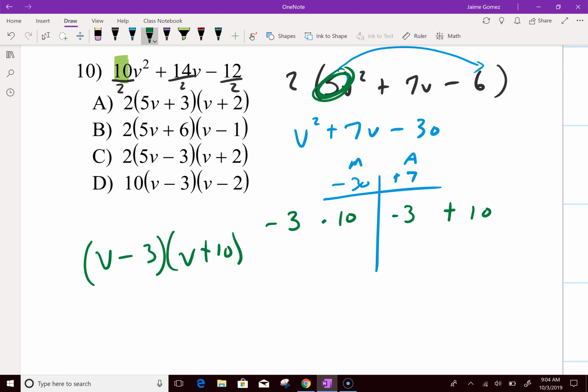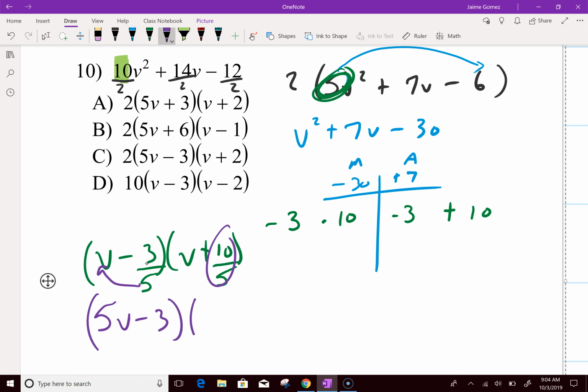Since we multiplied by 5, bring it back. Divide that by 5. The 3 and the 5 here cannot be reduced, so just put the bottom number 5 in the front. So 5v minus 3. Now the 10 and the 5 can be reduced because 10 divided by 5 is 2. And then don't forget that we have this 2 on the outside, so it goes over here in the front. So 5v minus 3 and v plus 2.